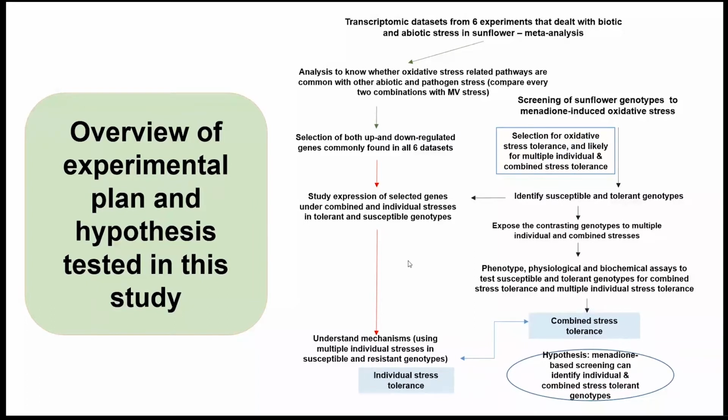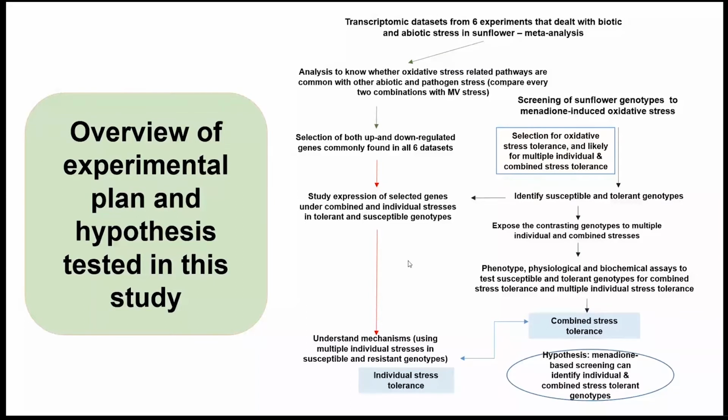I will tell you what menadione is in a while. This compound can potentially allow us to screen the sunflower genotypes and identify the tolerant ones. Now test the identified tolerant and susceptible ones to see whether they have any relation to the oxidative stress.